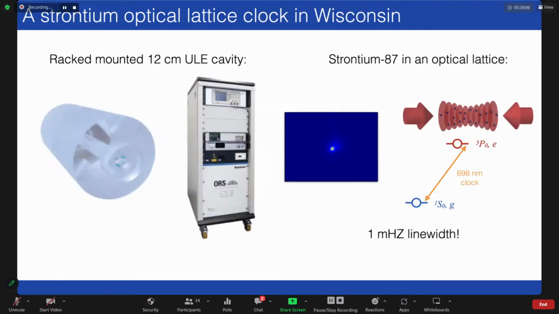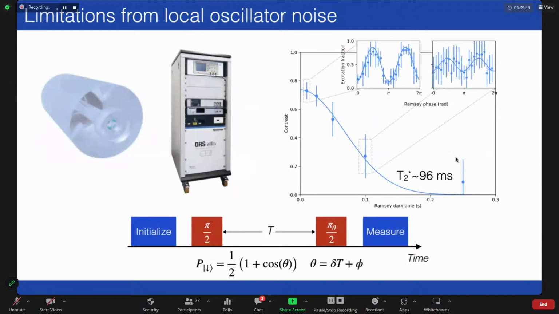And we've purchased a very nice local oscillator for this optical transition. This is a 1 hertz or so line width commercial clock laser system that we bought from Menlo. And it's this 12 centimeter ULE cavity that we lock our laser to. And then we probe this 1 millihertz line width transition with this about 1 hertz line width laser or so. And when we do that, we end up, of course, being limited not by the atoms, but by the laser itself.